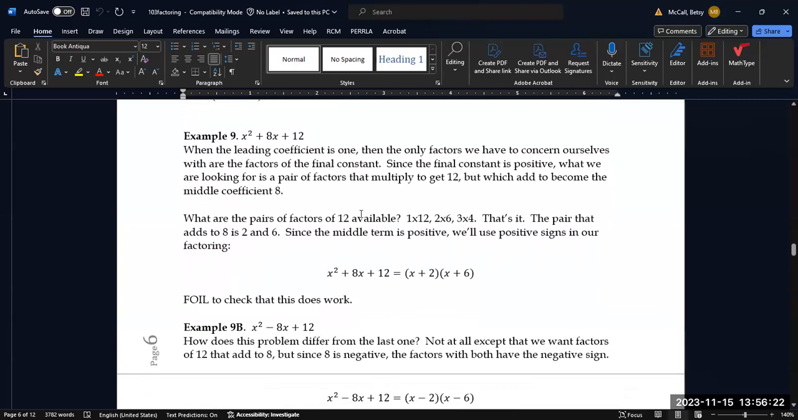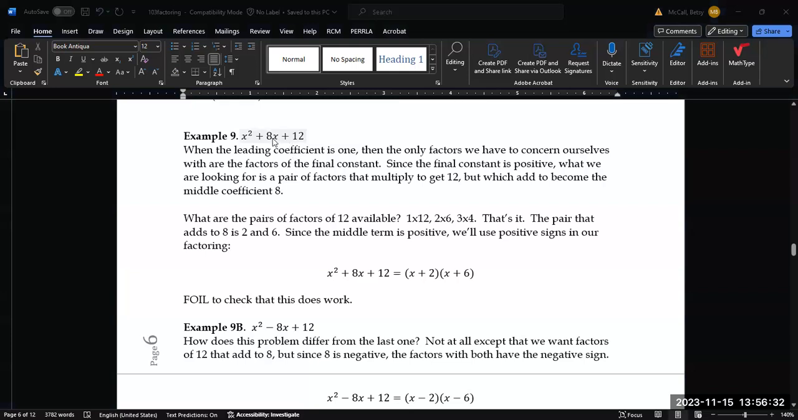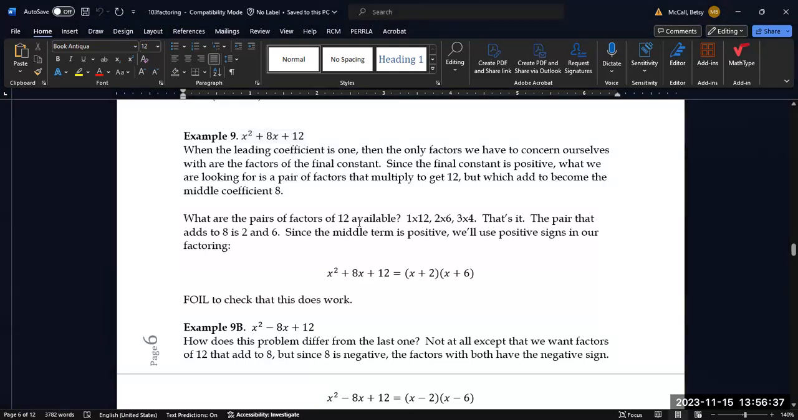So if we have a quadratic like this, an x squared expression, we want to look at the factors of the last term, when it's this simple, that might add to the middle term. So what are the factors of 12 that are available? Well, we've got 1 and 12. That doesn't add to 8. 2 and 6, those do add to 8. 3 and 4 adds to 7. So the one that we want is the factors 2 and 6.